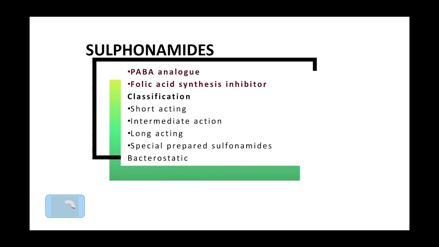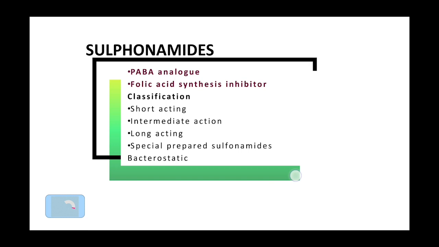Sulfonamides are structural analogs of para-aminobenzoic acid. As a result of being a structural analog of PABA, they inhibit folic acid synthesis. The sulfonamides are classified into three: short-acting, intermediate-acting and long-acting. Short-acting consists of sulfadiazine, which has an action of 4 to 8 hours. Sulfamethoxazole is an intermediate-acting agent which has an action of 8 to 12 hours. Sulfadoxine and sulfamethopyrazine have longer action, approximately 7 days. Other special preparations of sulfonamides are available, those are silver sulfadiazine and sulfasalazine. They are bacteriostatic in nature but bactericidal in urine.